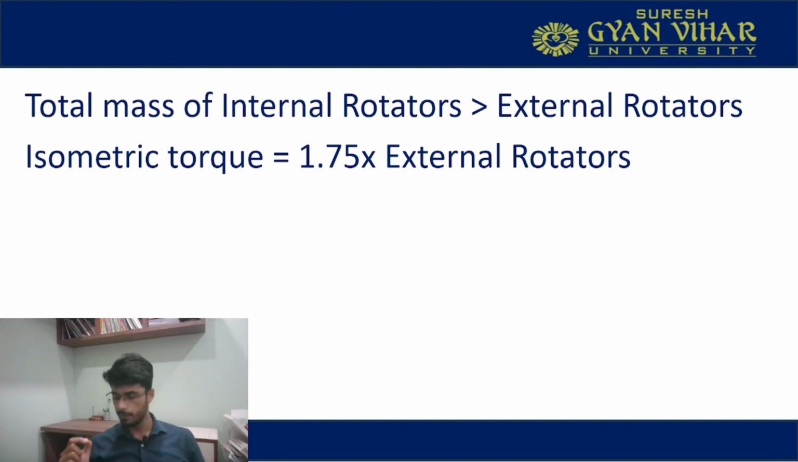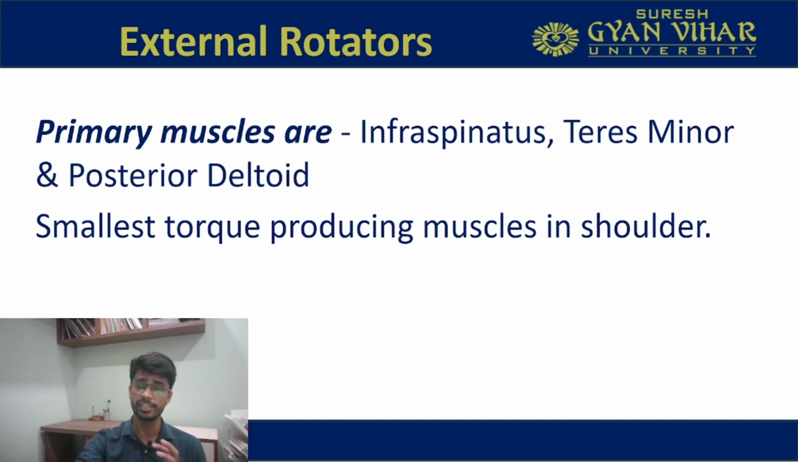The total mass of the internal rotators is more than the external rotators, which makes internal rotators stronger compared to the external rotators. The torque generation capacity of your internal rotators is approximately 1.75 times the external rotators, about 2 times stronger. This is important in understanding a very important clinical significance, that is why most of the time your external rotators are injured in the rotator cuff.